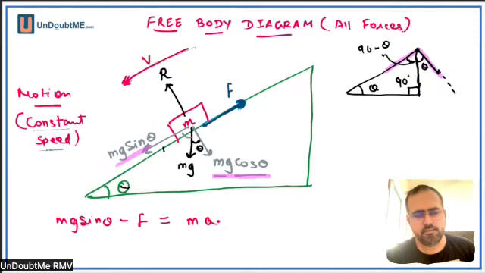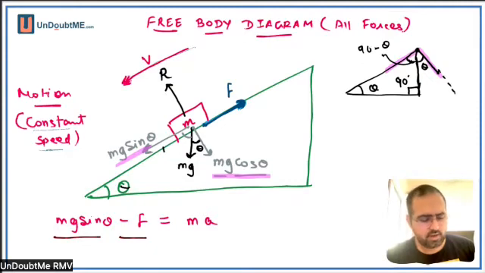Wait, sir, could you say that again? It's kind of zoomed out, please. mg sine theta minus F is the net force acting in the horizontal direction. So mg sine theta minus the force of friction is the resultant force. So we're calculating the resultant force.